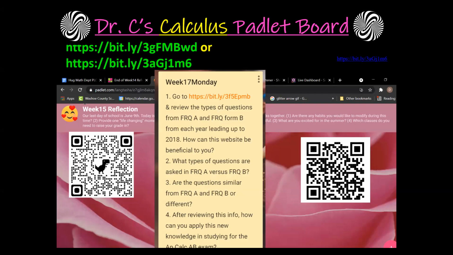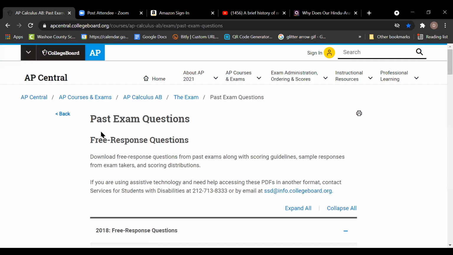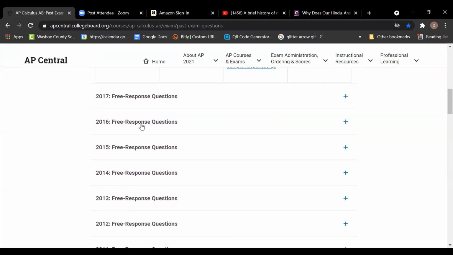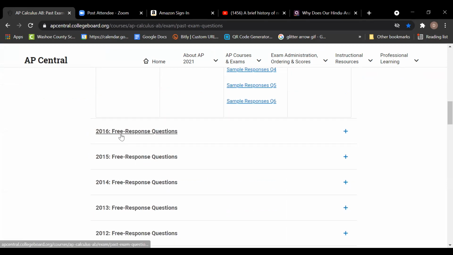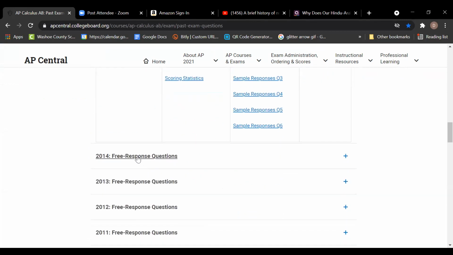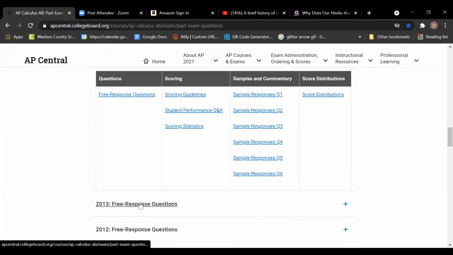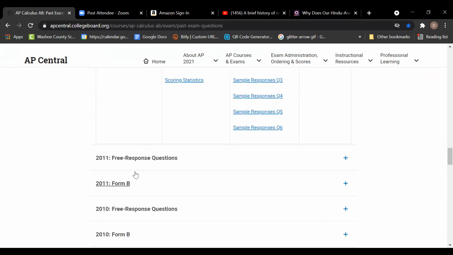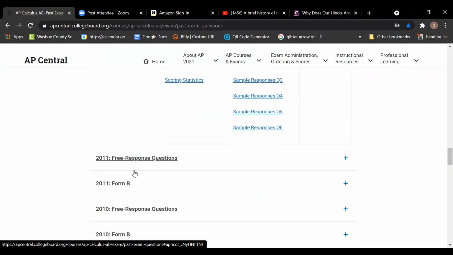Okay, so let's go ahead and take a look. Once you type that in or use the QR code, you will get to this point right here. As you can see, here is free response starting in 2018. They don't give you anything before or after that, like 2019, 2020, 2021. But if you take a look at the free response in 2018, here is 2017, 2016, and there's actually no Form B. But there is a Form B once you get into 2014. There we go, starting in 2011. As you can see, in 2011 you do have Form B right here.